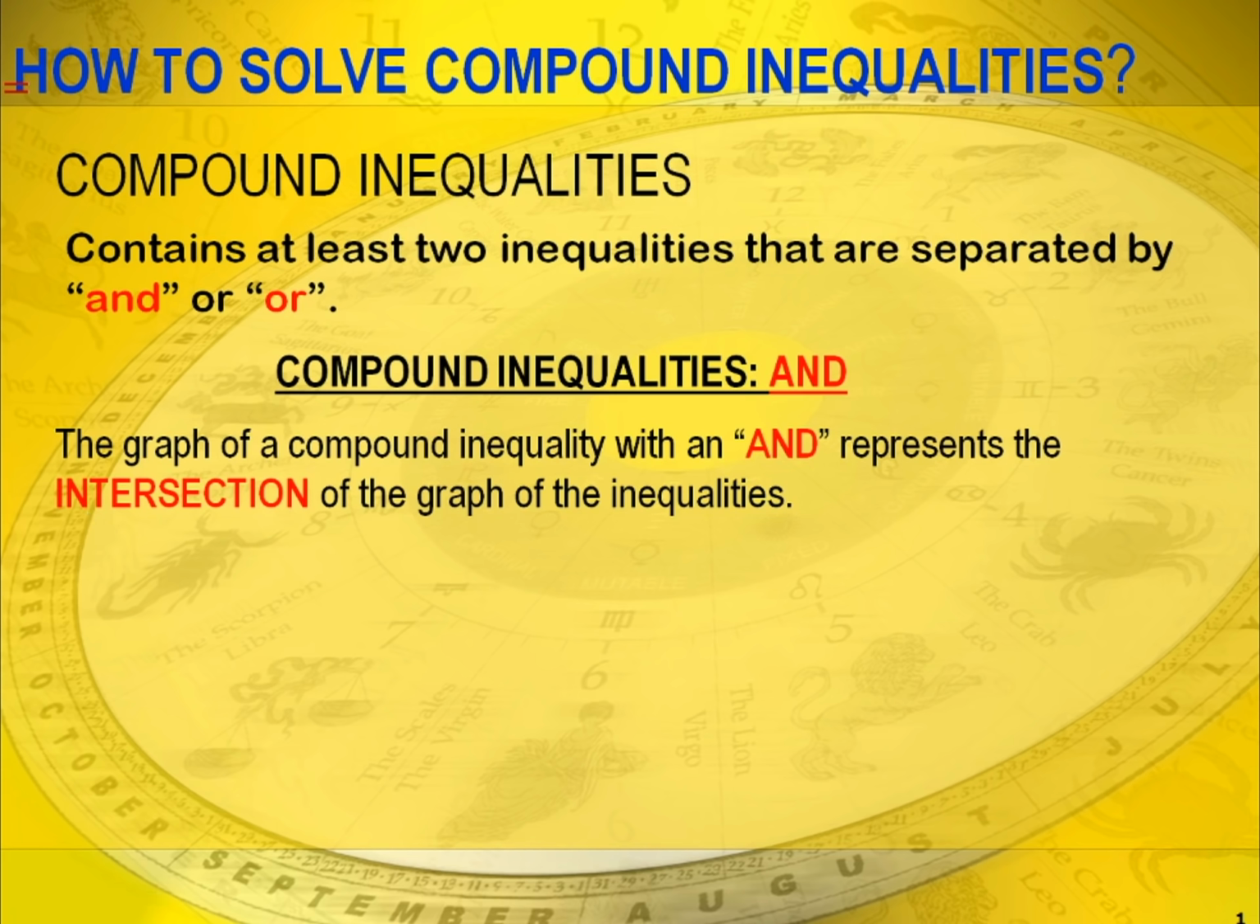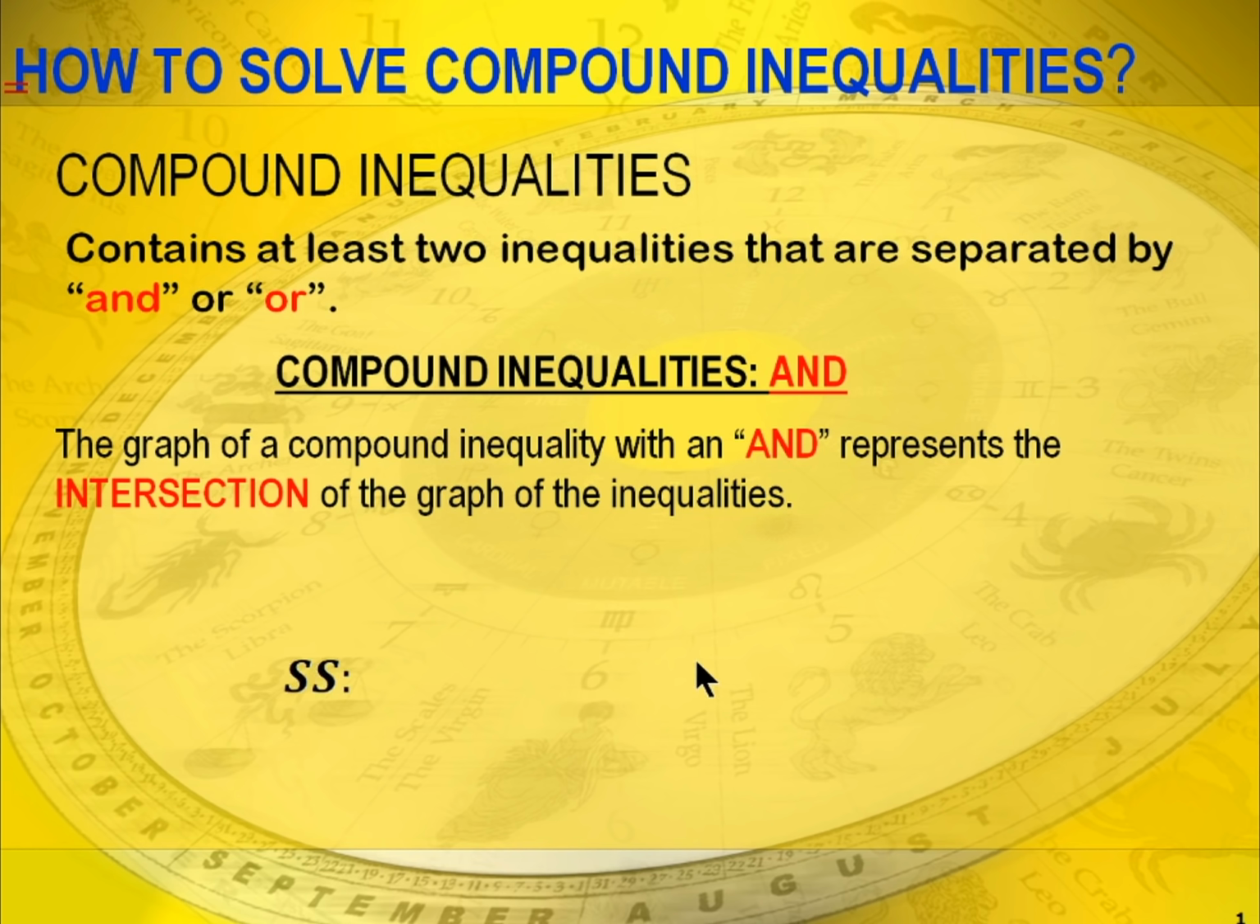Let's say, for example, we have two sets A and B. What do you mean by the intersection of two sets A and B? The intersection of two sets A and B is defined to be the set of all elements that belong to both A and B. Meaning to say, the common elements between two sets A and B.